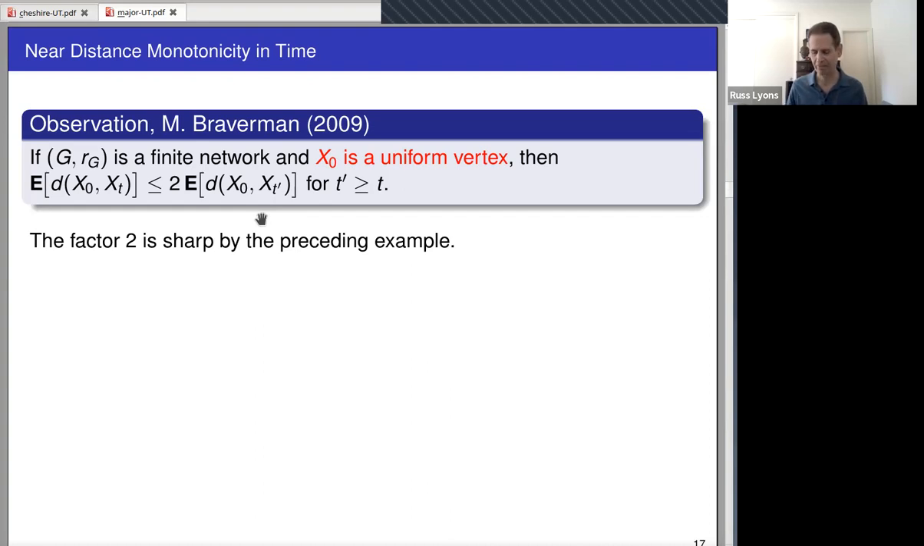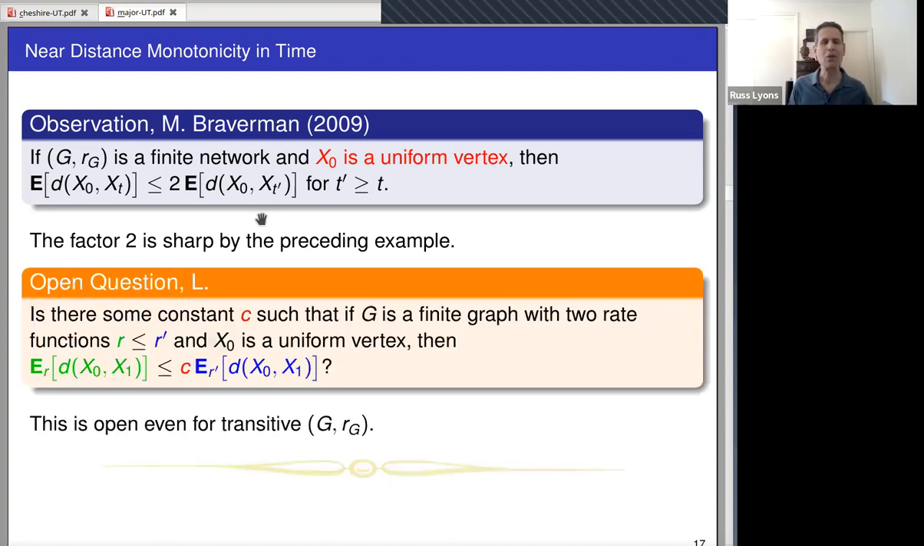So that's very nice. I'm not going to tell you about the proof. It's an exercise in my book with a solution in the back if you want to look at it. So this leads to an open question.